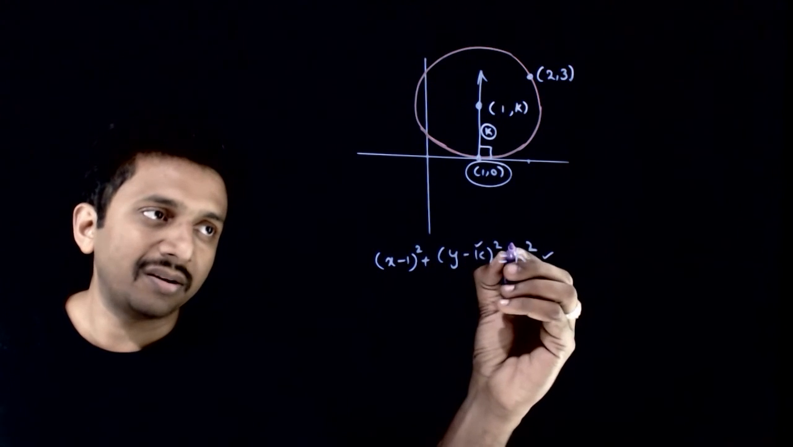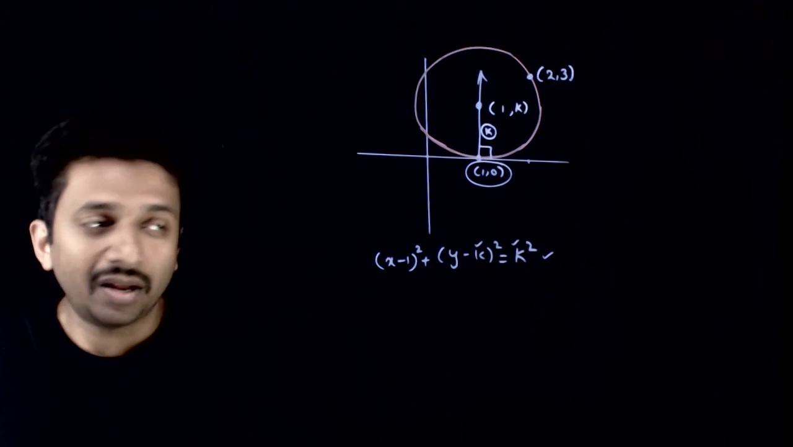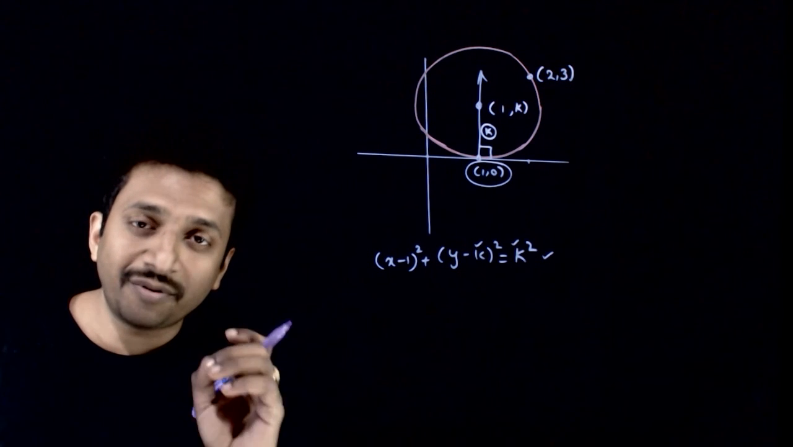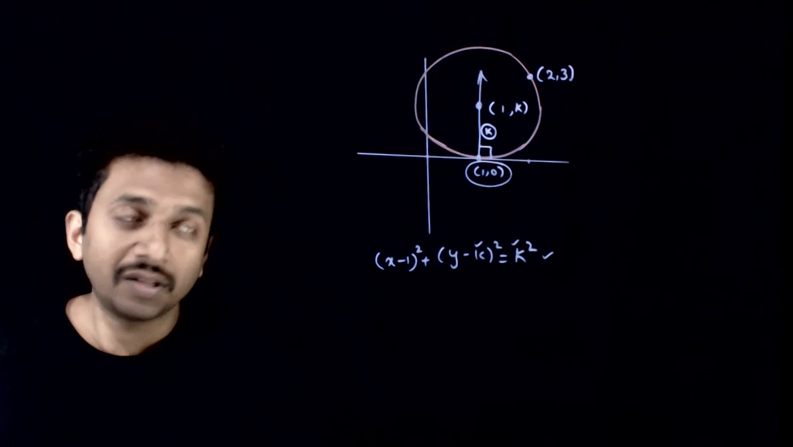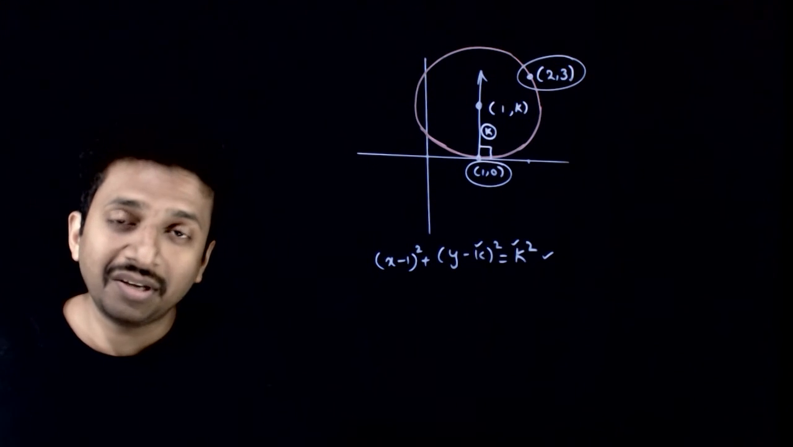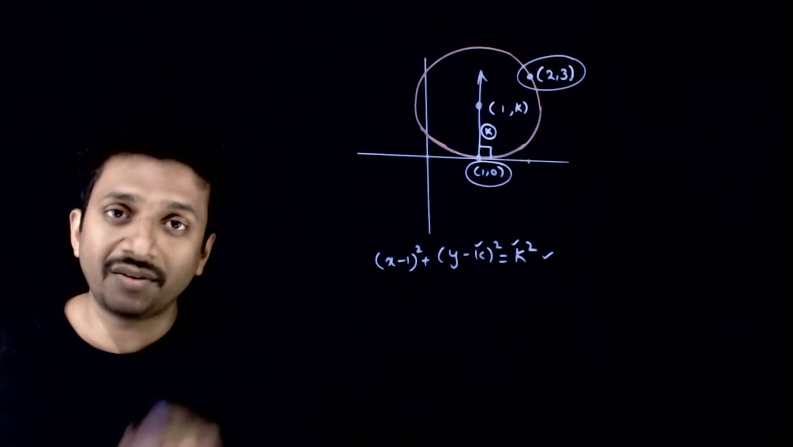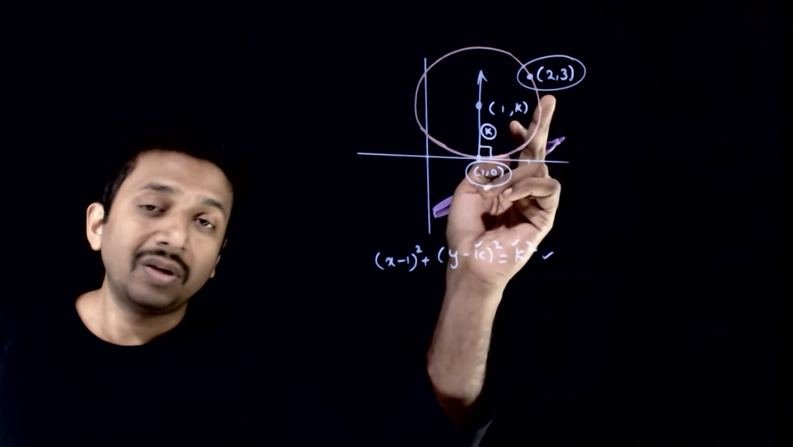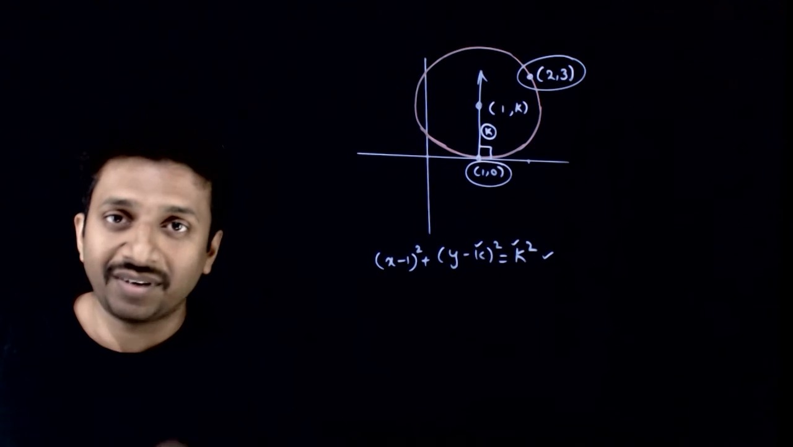You have an unknown here, right? Now you need to find this unknown. What is the information that you have not used till now? That the circle passes through (2, 3). That's the information which you have not yet used. So let us use that information. So (2, 3) has to satisfy this, right?